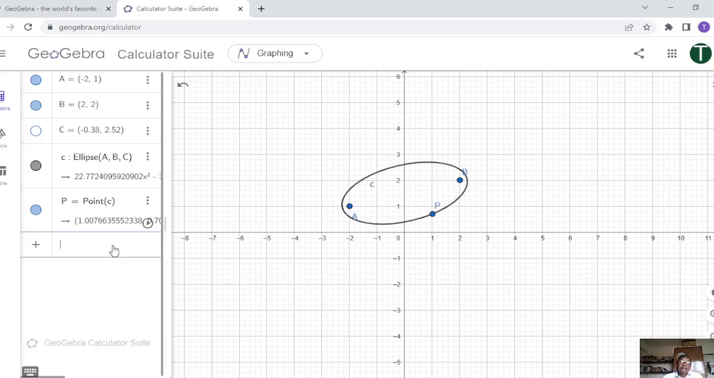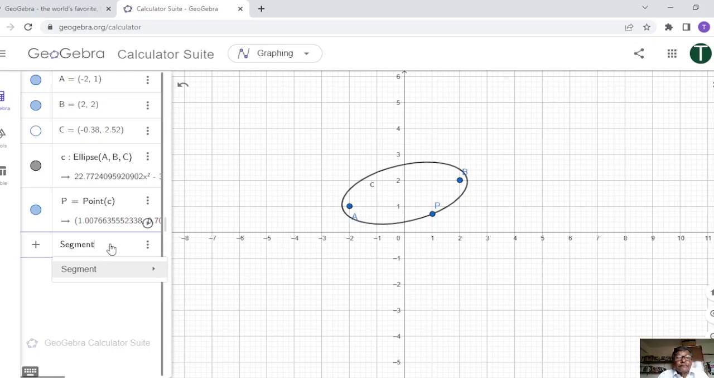Another interesting thing, which is the property of the ellipse: the line segment PA, the length PA plus length PB, will always be constant, no matter where P lies. That is another definition of ellipse. Very interesting definition.